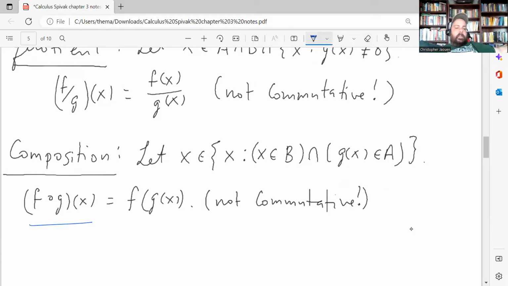So this is called the composition of f with g. It's read f composed of g of x, and we define the y coordinate to be this number. All right, so the input is x, the output is f evaluated at g of x, or in other words, you evaluate g at x first, and then you evaluate f at g of x afterward. Right? This is also not a commutative operation.